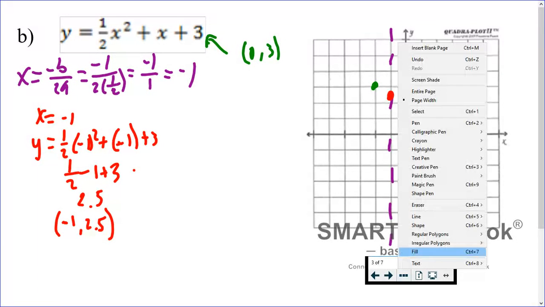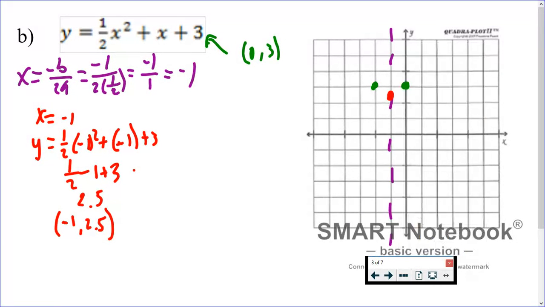Now I just need one other point. In the last example, we could pick something in between. Here, there's nothing. I mean, you could, I suppose, pick -1/2, but I'm not going to choose a fraction if I don't have to. So my next option would be to go 1 to the right. So I'm going to pick an x value of 1 and see what's the y value on this side. It's probably somewhere up here. So x equals 1 is what I'm choosing, and I'm going to substitute that in and solve for y.